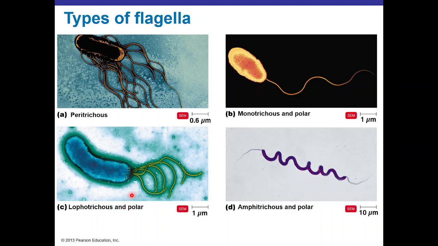Now, this one has a tuft, so it has 1, 2, 3, 4, 5, 6, or 7 flagella, and it is found in one end. So when it's found in the ends, it is called polar. And in this case, it's amphitrichous. Amphi means two. And this is a spiral bacteria that has this flagellum in here and this flagellum in here. So it's amphitrichous and polar because it's found in the ends and it is not found all around, like in that case.